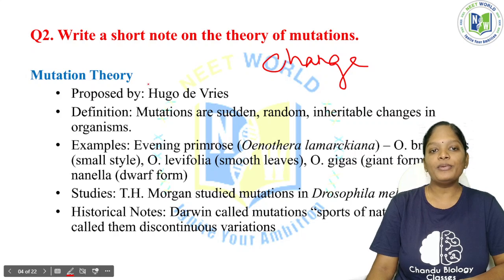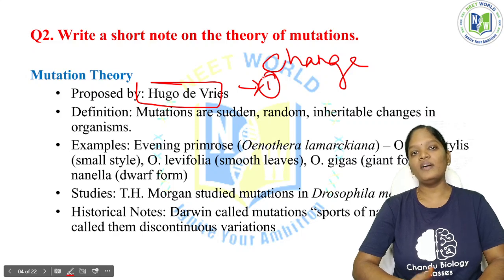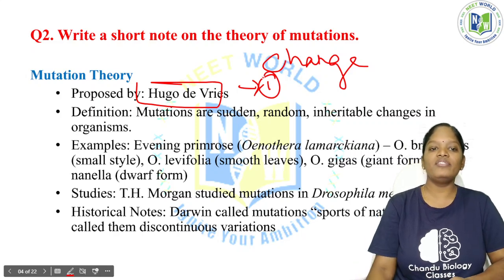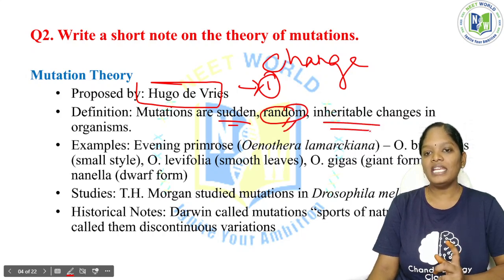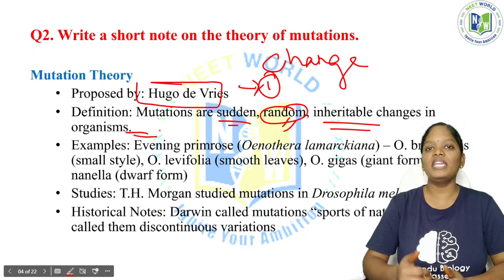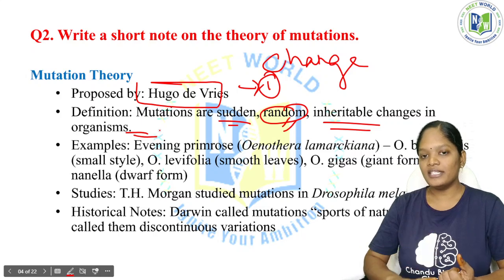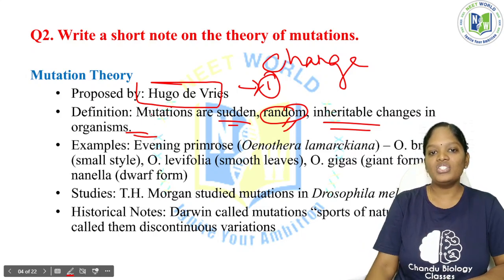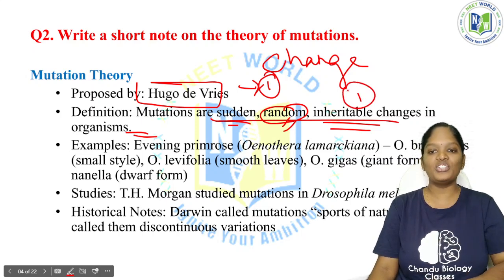So who proposed the mutation theory? Hugo de Vries. This carries 1 mark. So Hugo de Vries is the one who proposed the mutation theory. What is the definition of mutation? Mutations are sudden, random, not specific, inheritable changes in organisms. So mutations are sudden, random, inheritable changes. All these carry 1 mark. This is very, very important, as this is the definition of mutation.